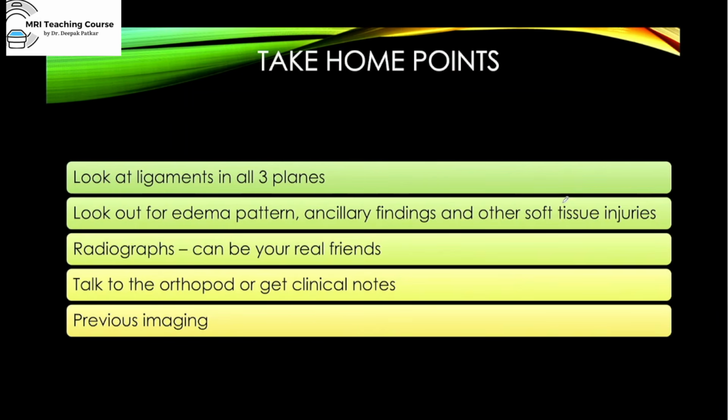So take home points: look at the ligaments in all three planes, look out for the edema pattern. Edema pattern will give you the maximum idea. In chronic conditions, look for sulcus terminalis depression, subchondral fractures and other stuff. Look for other ancillary findings and other soft tissue injuries. Radiographs will be your real friends, particularly for tiny fractures. So please make sure to look at the radiographs. Make it a habit from now on so that it stays for life.